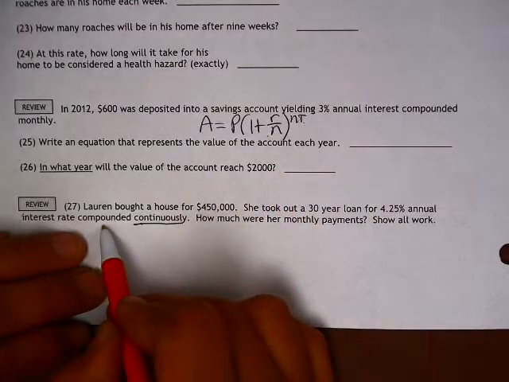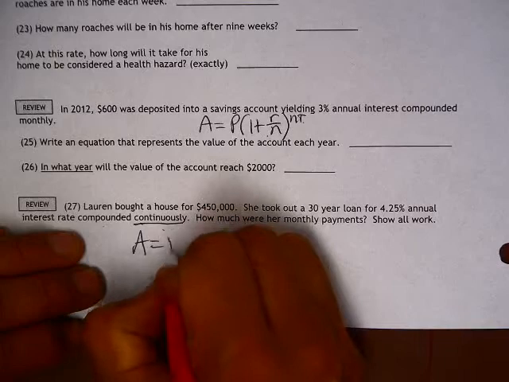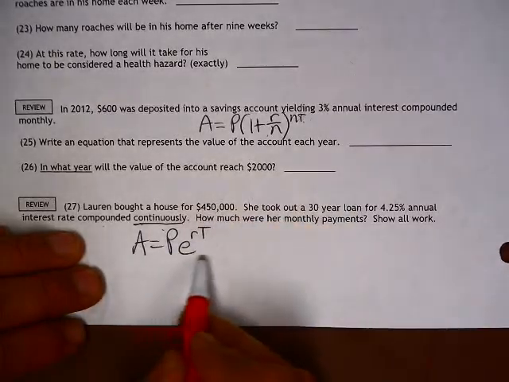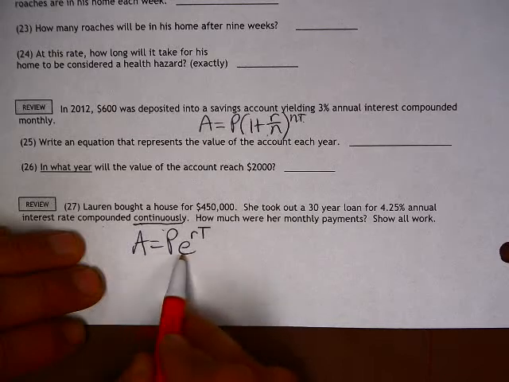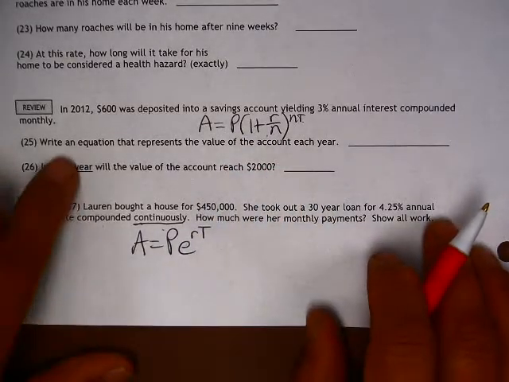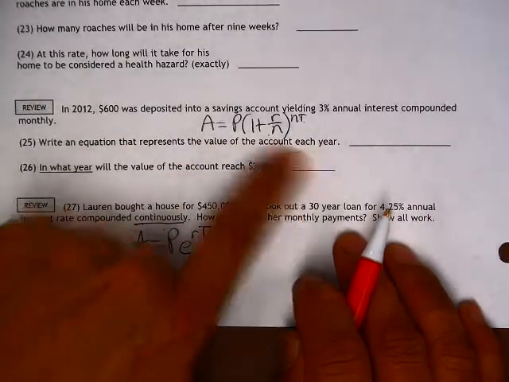On number 27, when you see compounded continuously, then you want the formula P e to the RT. So this one's automatically for compounded continuously. This one is compounded for something else. So write an equation that represents the value of the account each year.